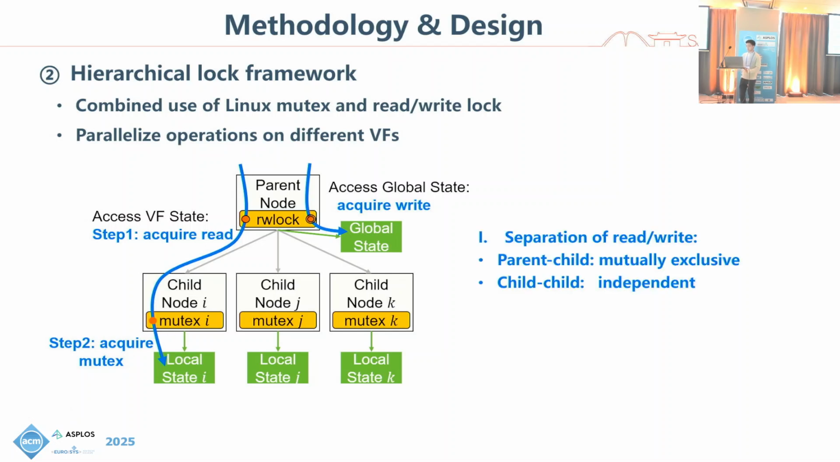The separation of the read-write permission controls the operations on the parent and the child node, makes them mutually exclusive, while the operations on different children can be parallelized, and the read permission can be held by different processes simultaneously. And the mutex we use for each virtual function is intended to control the operations on the same virtual function and ensure data correctness.